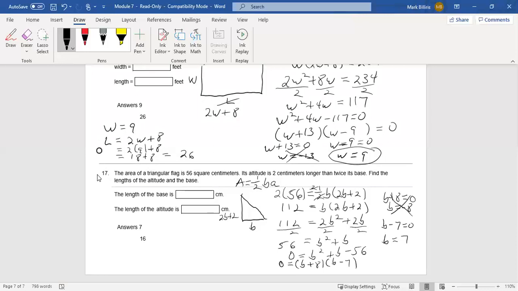So again, keep in mind the relationship between the base and the altitude. It says the altitude, again, is 2 times the base plus 2. So we found the base to be 7, so we substitute the 7 in. 2 times 7 is 14, and 14 plus 2 is 16. So our altitude is 16, and our base is 7.